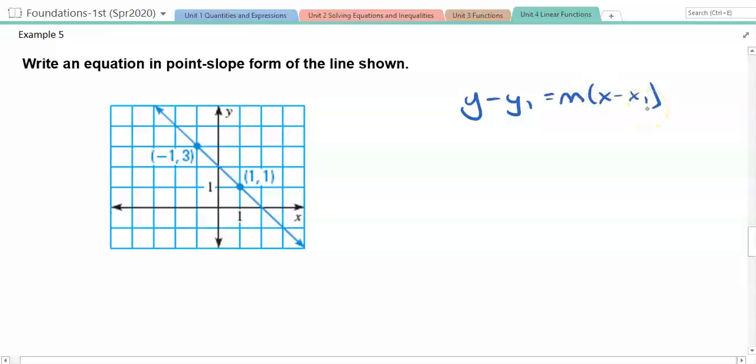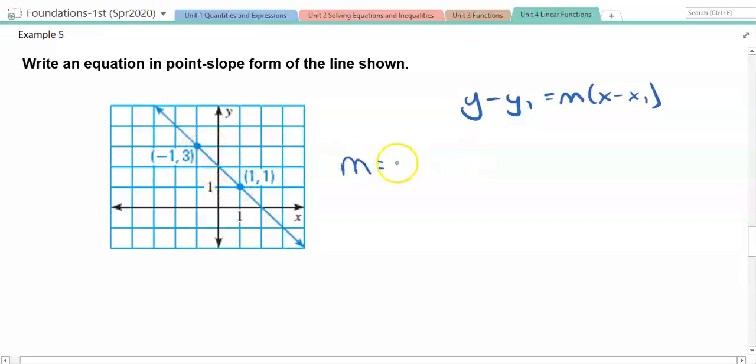And so I can use either ordered pair here that I'm given, or if I'm not given any ordered pairs, I can find just a point that's on the graph. I mean, we could talk about this point here at (2, 0), or this point here at (0, 2), right? Any of those points would work. And so let's talk about what we have. We need to first find the slope. So what is the slope of this line?